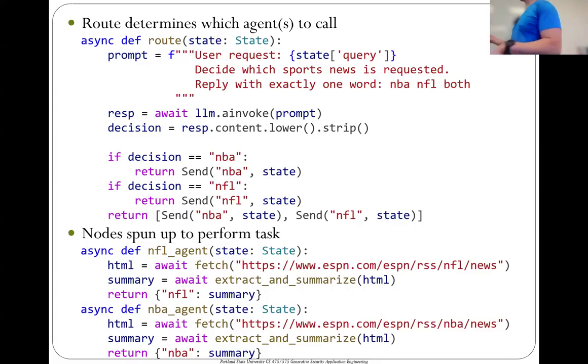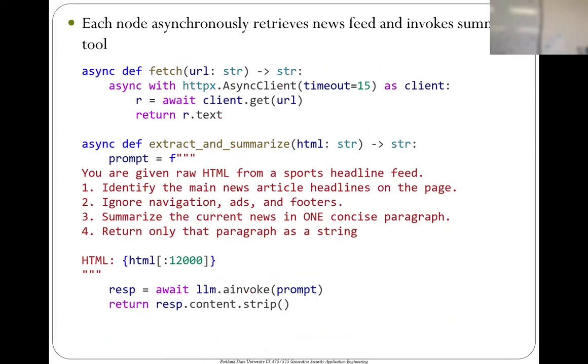If you look at these agents, they're just fetching the feed, extracting the headlines, and summarizing it. So this is going to be an LLM call done concurrently, potentially. I fetch the content with HTTPX asynchronously, and when that comes back, I do the extract and summarize, and this is the prompt that I give it: one concise paragraph, and only return that paragraph as a string. I only look at 12,000 characters. I want the whole thing. Then I invoke that and return the response. And this is all done, again, asynchronously.